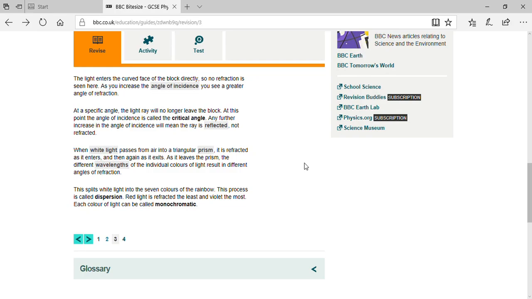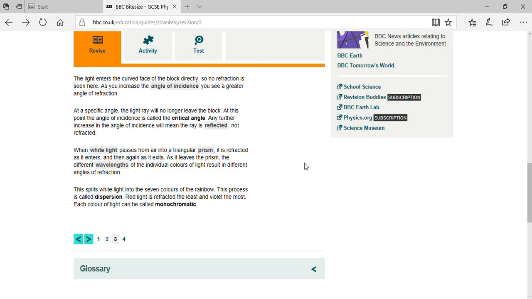When white light passes from air into a triangular prism, it is refracted as it enters, and then again as it exits. After refraction, it splits into its seven constituent colors, okay, which is known as dispersion of light.